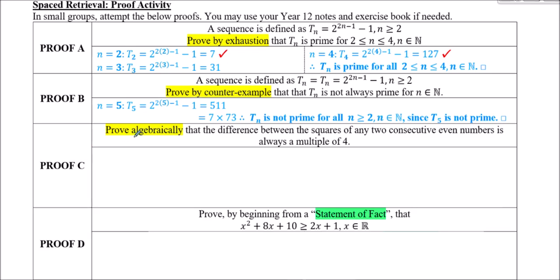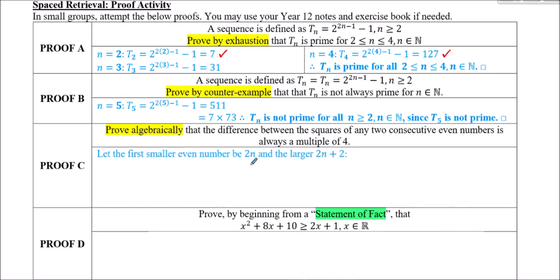Proof C, just a simple algebraic proof really. The difference between the squares of any 2 consecutive even numbers is always going to be a multiple of 4. So for this one, I'm just going to write out to make it clear. You don't really need to do this. This can be assumed by the examiner.